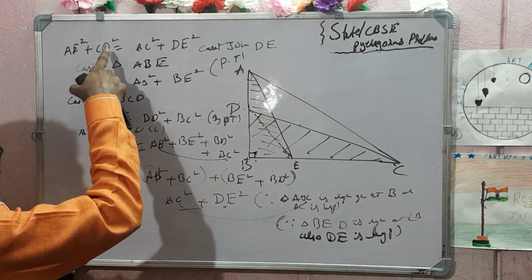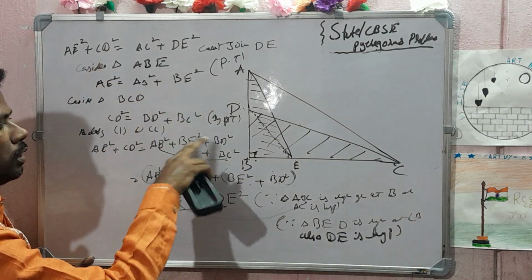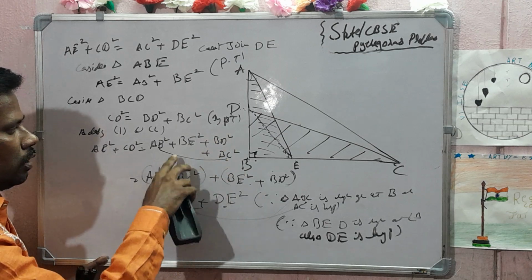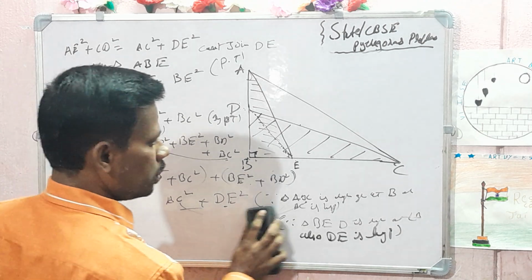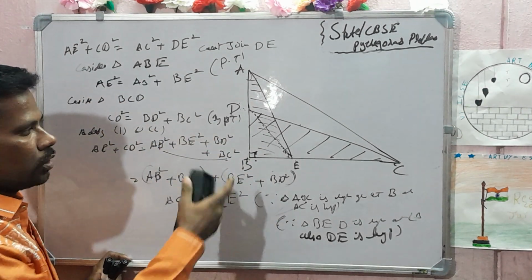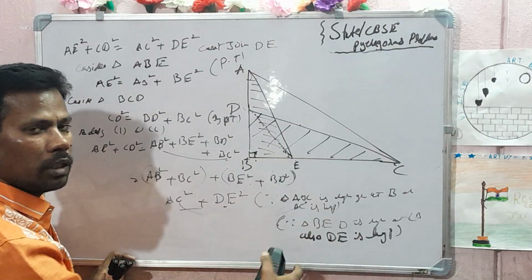What is given I took and just interchanged these letters. Therefore, you will get the theorem. Very simple this is. There is no confusion, nothing. Just one construction, join DE. That's it.